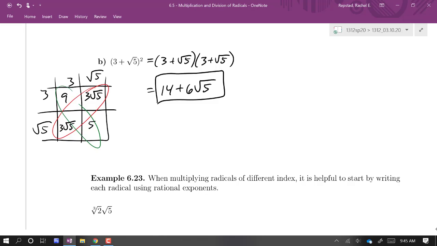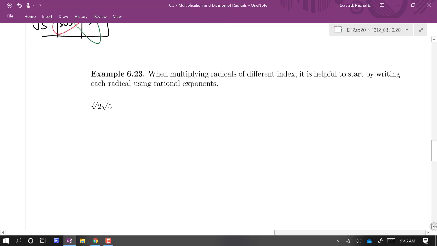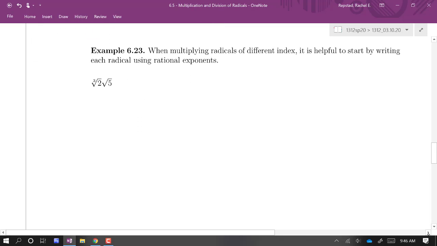Questions on these examples so far? So far, all of our examples have dealt with radicals of the same index. And when we have radicals of the same index, that's when we get to just combine them in a single radical and do the multiplication inside. If we have radicals that we want to multiply that are of a different index, I usually start by converting, we need to get them written as the same index, if we're going to multiply. And I usually accomplish that by writing the fraction exponent version first.